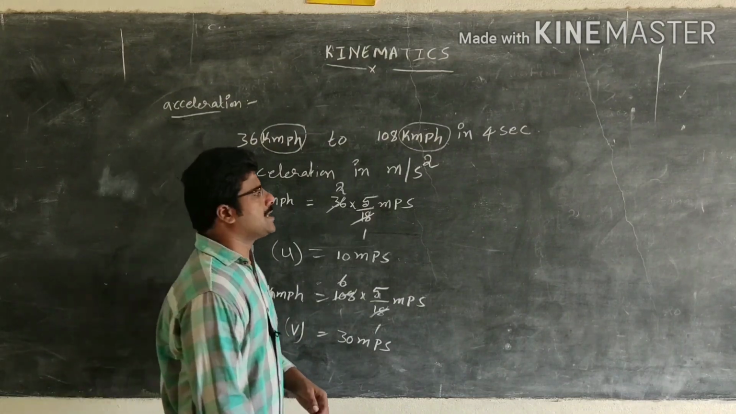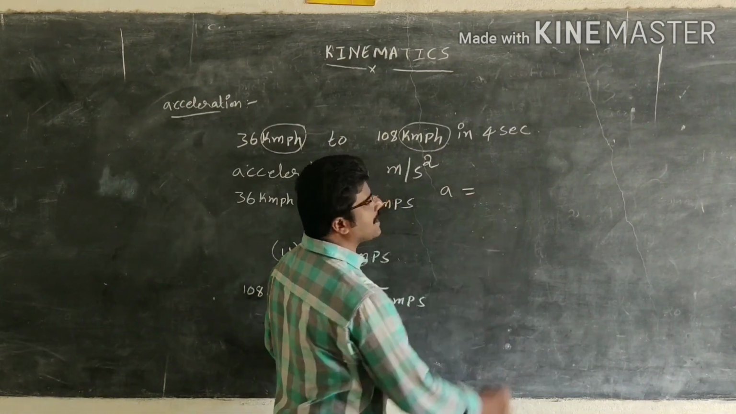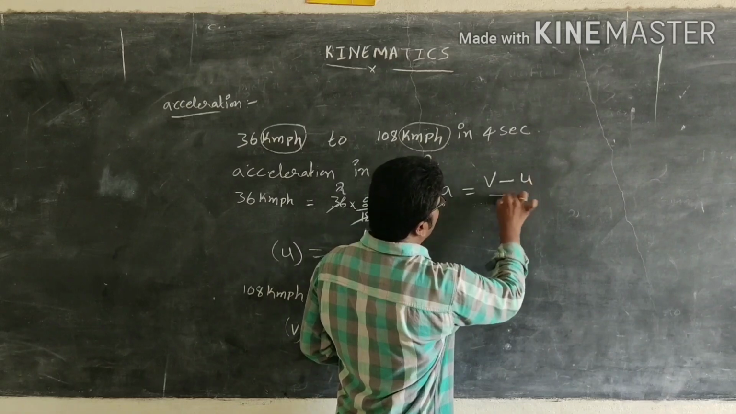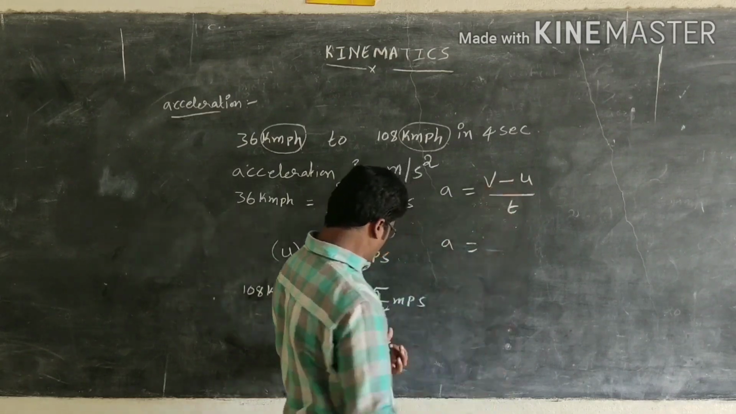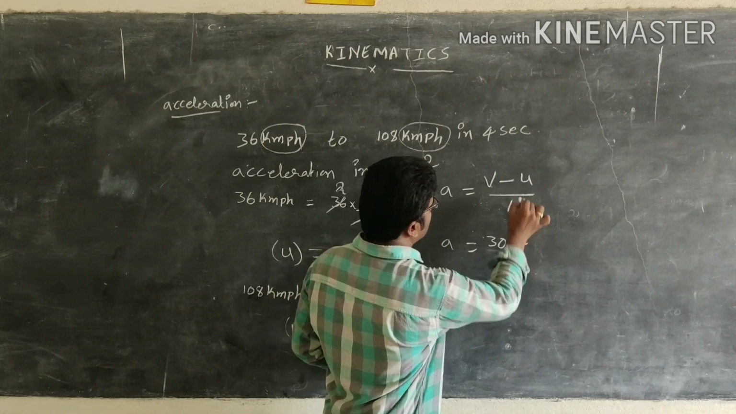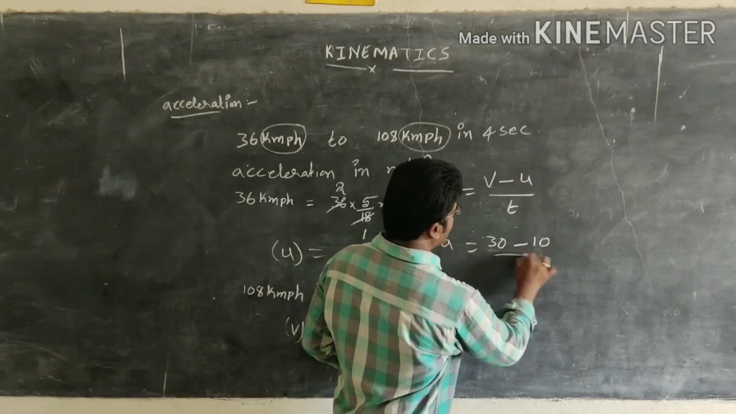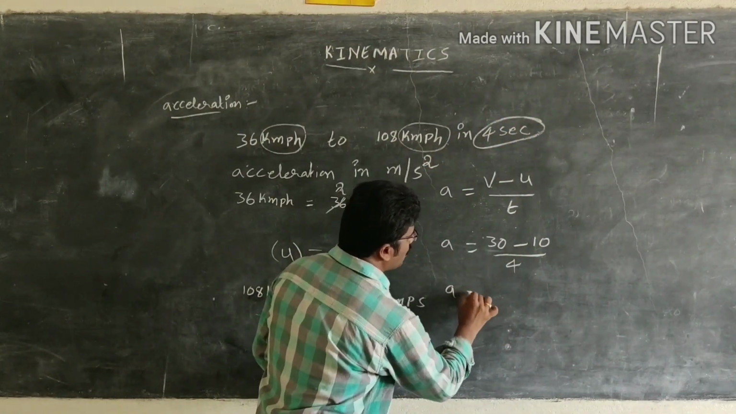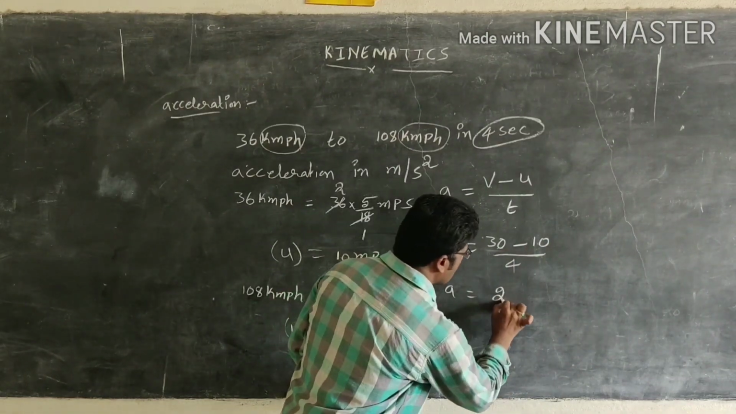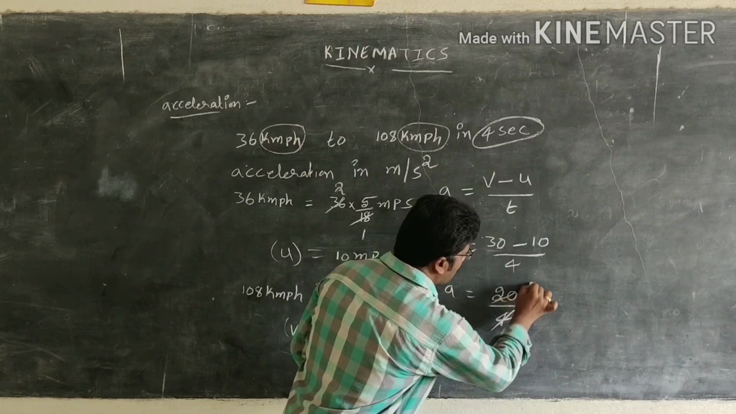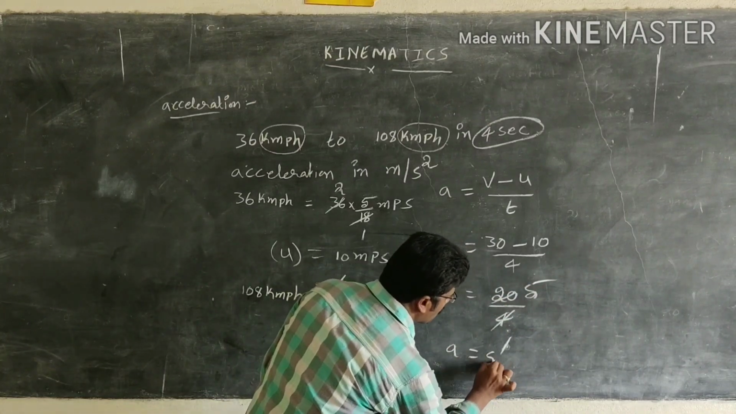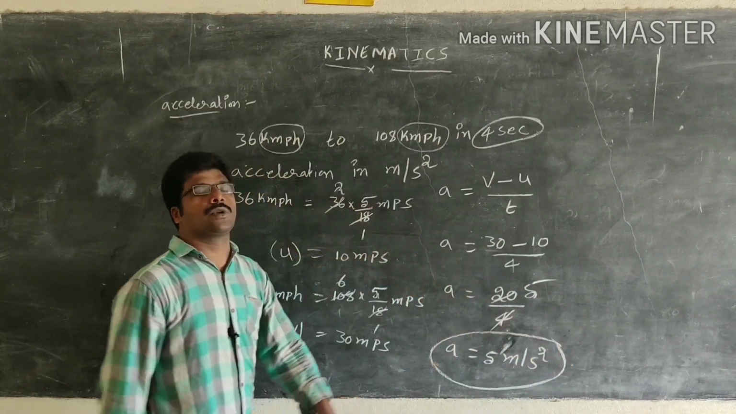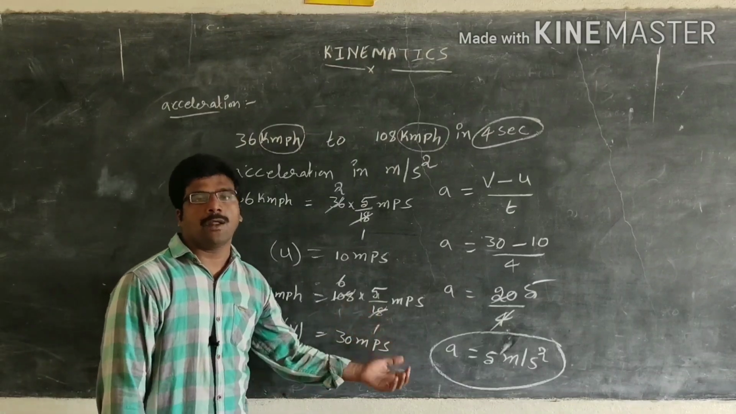Now we want acceleration. What is the formula for acceleration? Acceleration equals change in velocity by time, that is V minus U by T. A equals V, that is 30, minus U, 10, by T. It has taken 4 seconds to travel, that is 4. A equals 30 minus 10, that is 20, by 4. 4 fives are 20. So acceleration equals 5 meter per second square. This is the method to calculate acceleration for a given body.